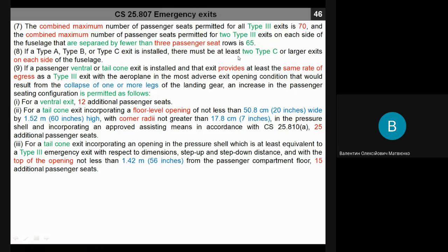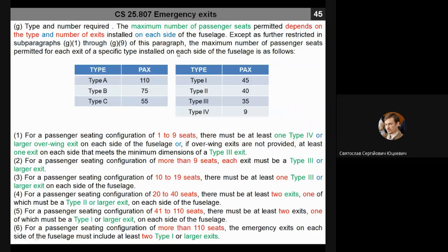Okay, so yesterday we familiarized ourselves with the requirements for the evacuation, and we talked about the ratings of airplane exit doors, emergency exit doors, that are determined by the CS and FAR regulations. And here you could see the number of such ratings for each pair of the doors.